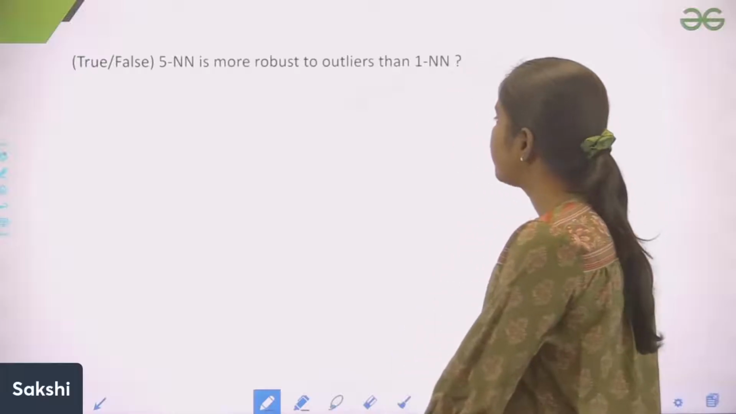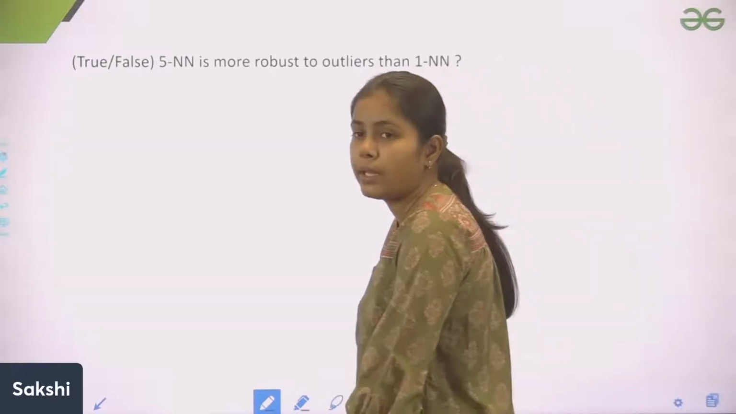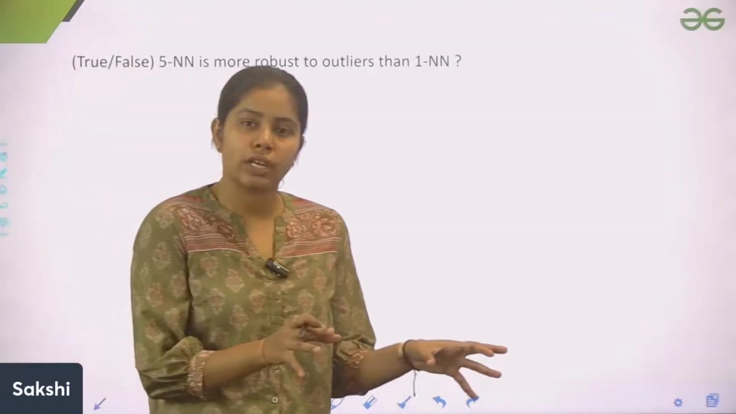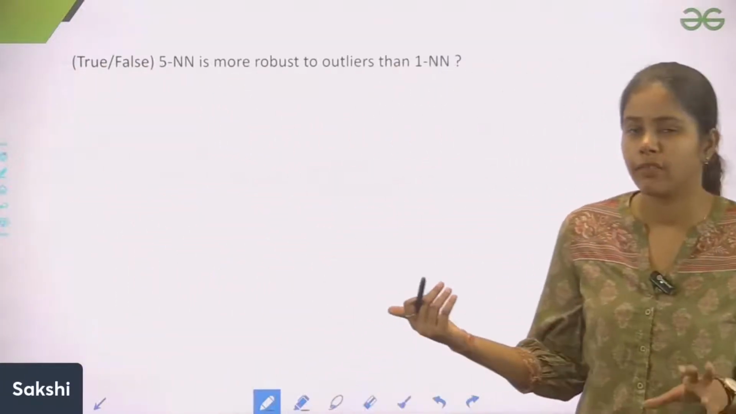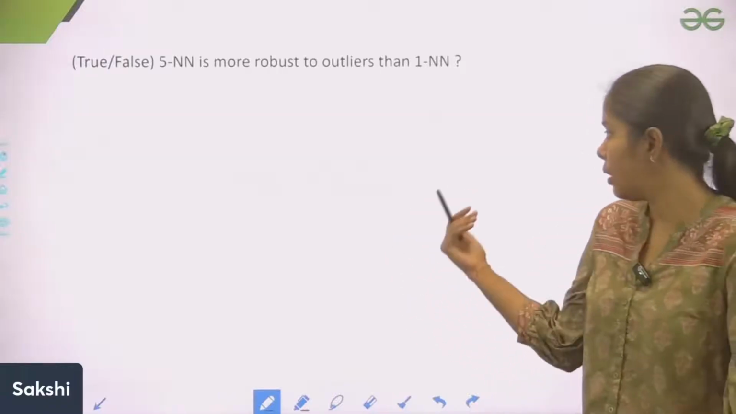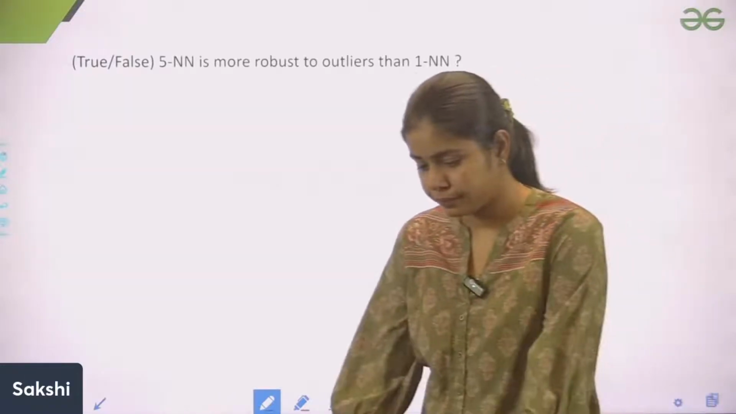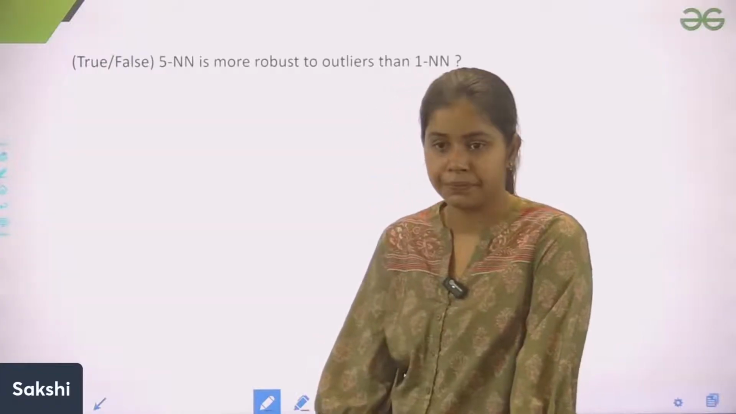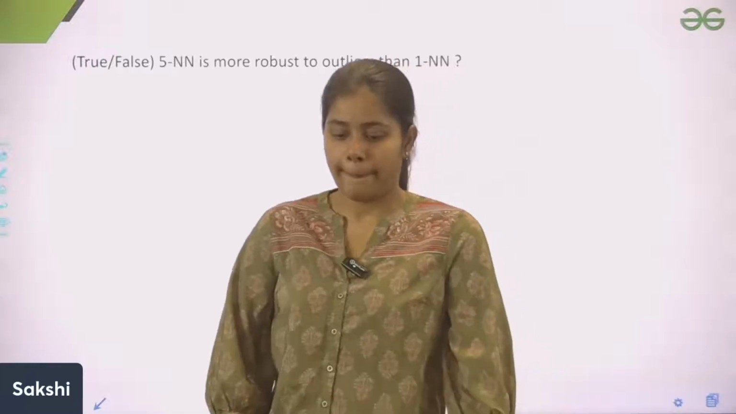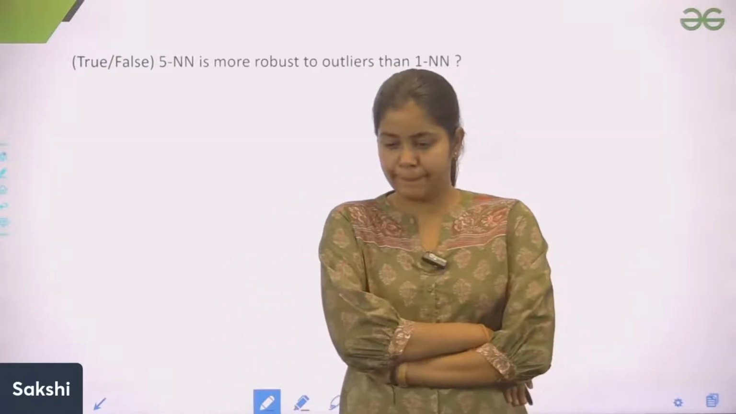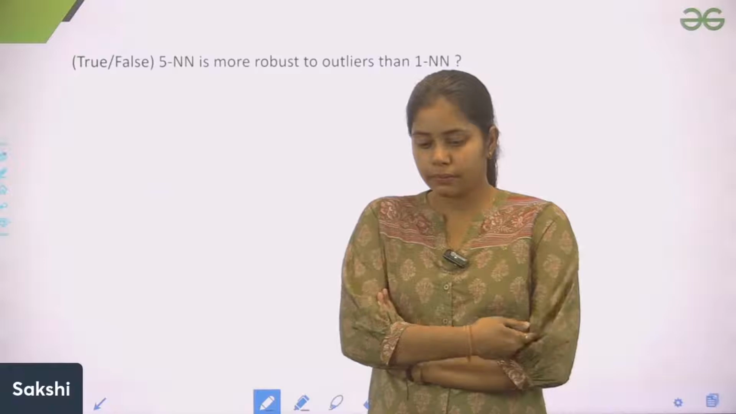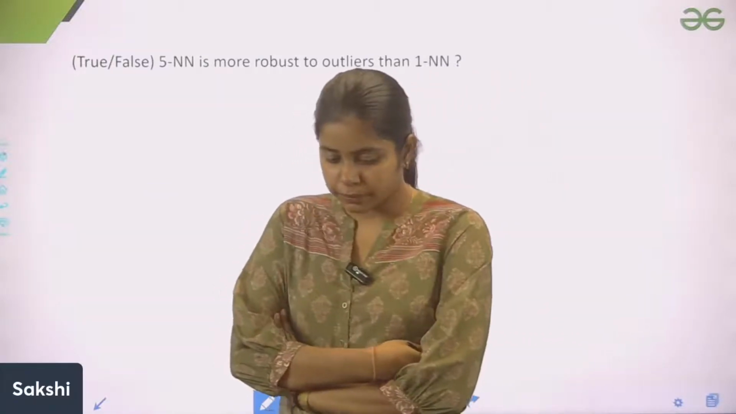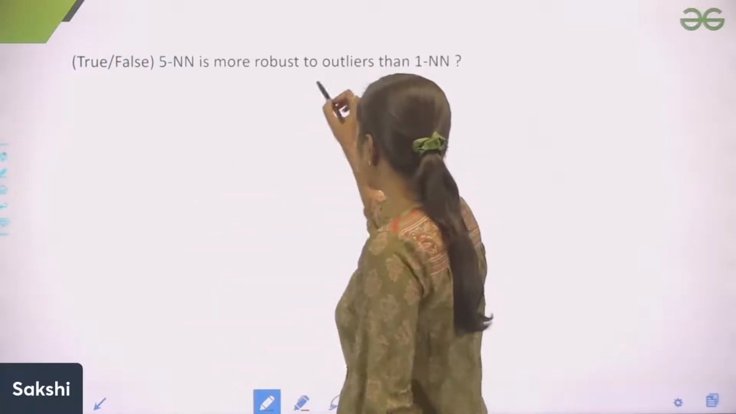दिस इज अनदर क्वेश्चन। 5nn इज मोर रोबस्ट टू आउटलायर्स देन 1nn। भाई द क्वेश्चन सेज हियर कि मुझे 5nn यूज करना चाहिए अगर मेरे पास आउटलायर्स हैं या 1nn। 5nn मोर कंपैटिबल होगा आउटलायर्स के लिए या फिर 1nn? Just let me know guys. Yeah, the statement is true.